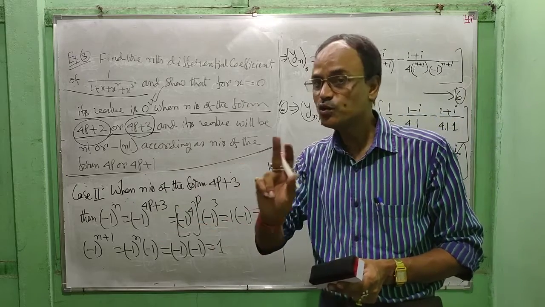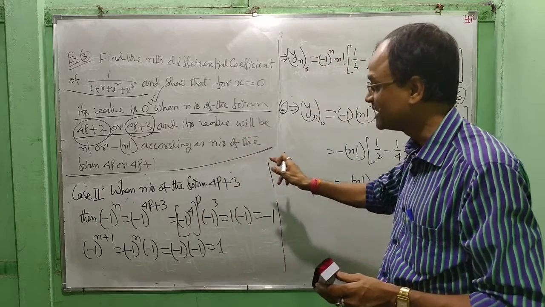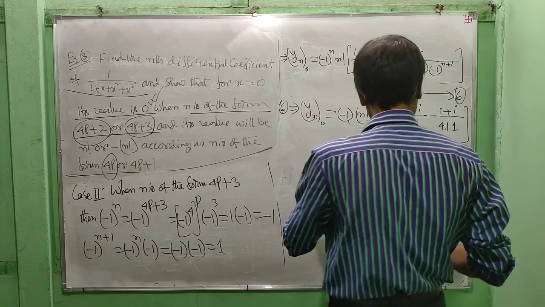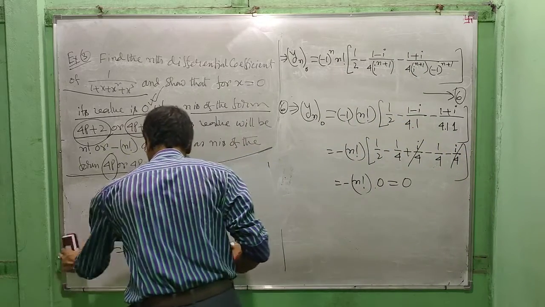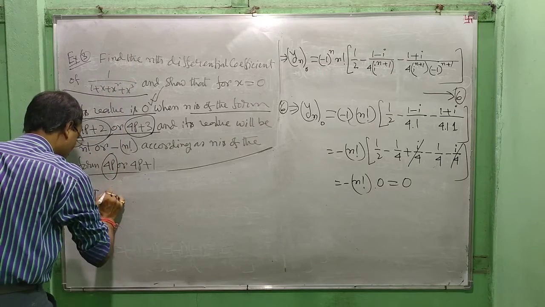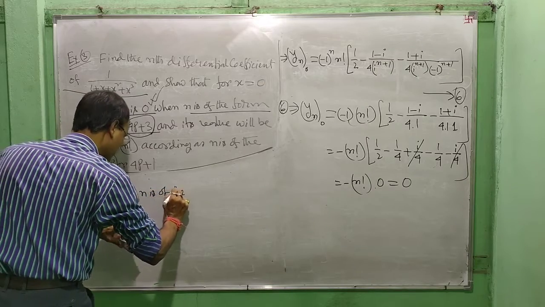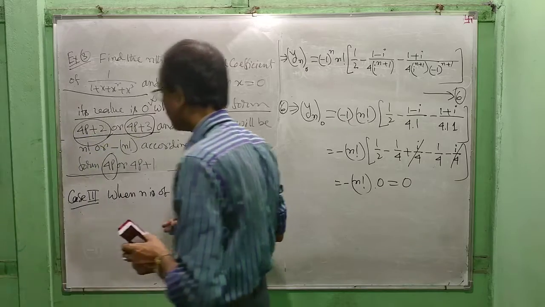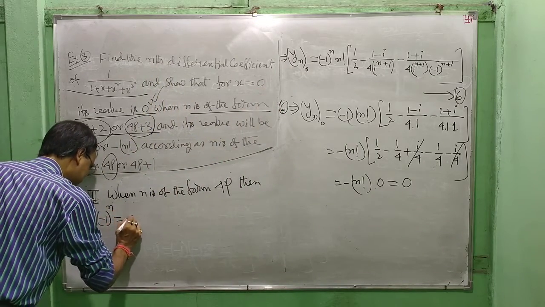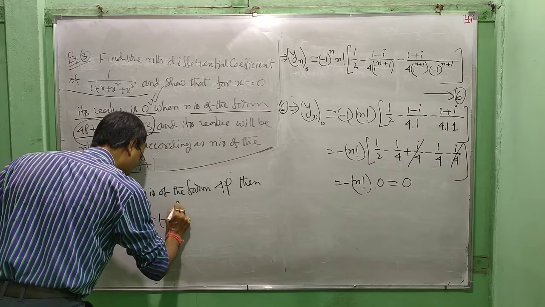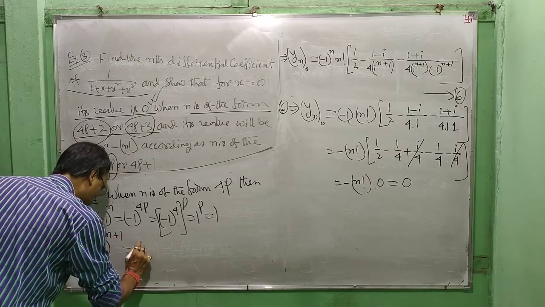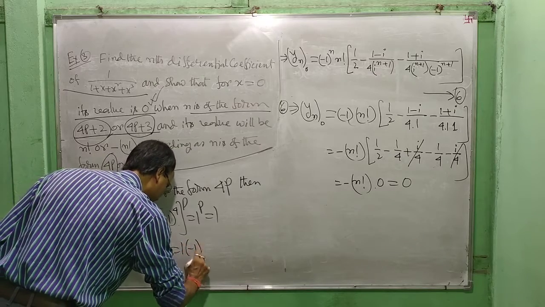We have discussed so far two cases. Now we are going to discuss the third case. When n is of the form 4p, then in this case the result should be equal to factorial n. Let us see. Case 3: when n is of the form 4p, then (-1)^n is equal to (-1)^(4p), which is ((-1)^4)^p, 1 to the power p, equal to 1. (-1)^(n+1) is equal to (-1)^n into minus 1, 1 into minus 1, which is equal to minus 1.